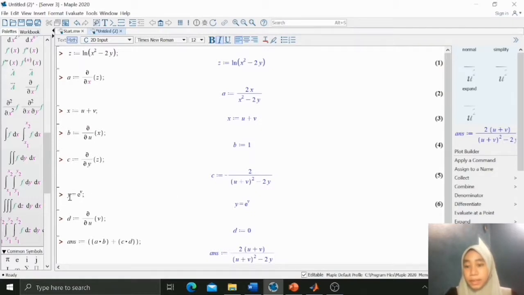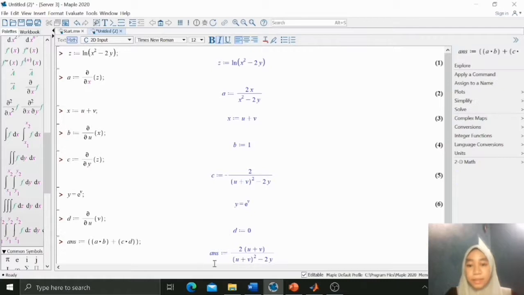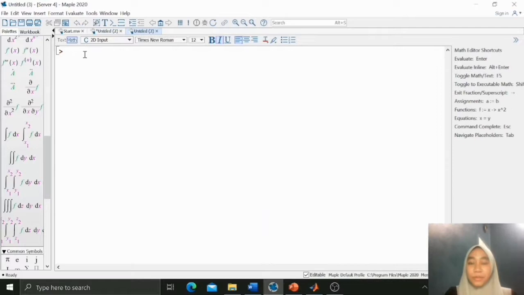And I enter another equation, which is y equals e^v, and I differentiate ∂y/∂u, and I got 0. And after that, this is the final answer for ∂z/∂u. Next, I'm going to show how to get the answer for ∂z/∂v.